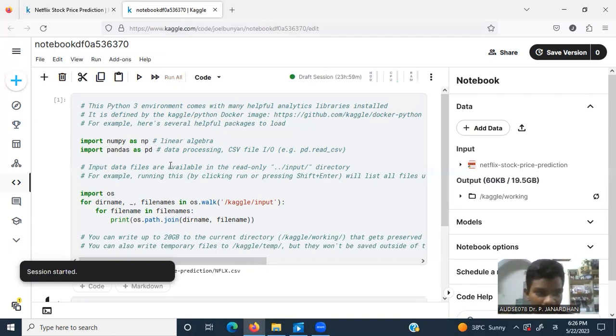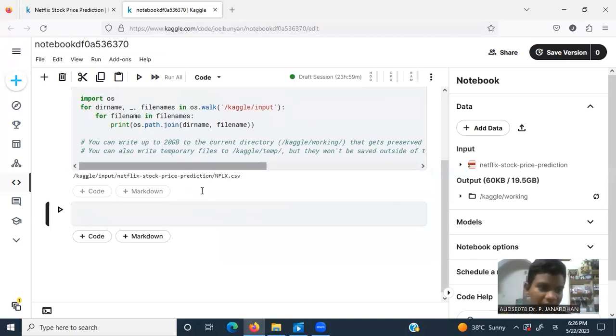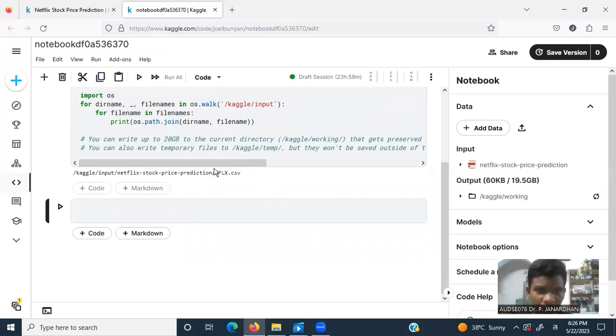We'll have numpy and pandas. We'll import these libraries, and then we'll also look at the data that we have. Now let's create a data frame using this CSV data. We'll just convert this CSV data into a pandas data frame.